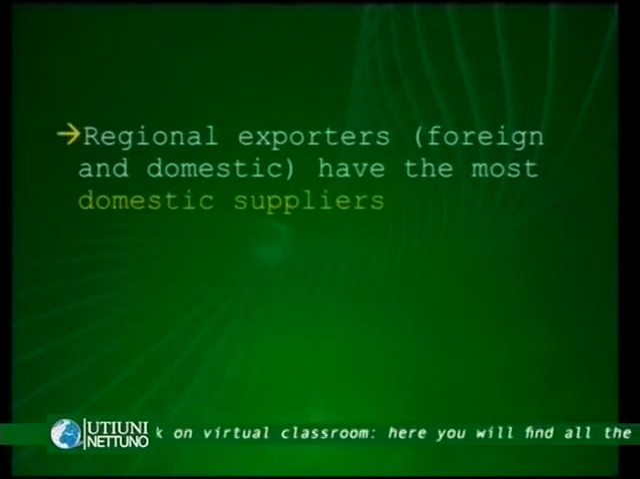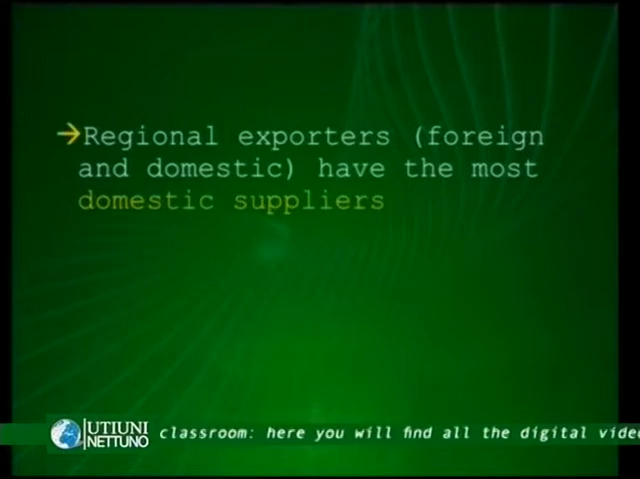Regional exporters, both foreign and domestic, have the most domestic suppliers. This is also interesting because regional investors are not only the fastest growing investors, they are also the ones with the most impact in terms of backward linkages. They have, as a group, much more domestic suppliers and spend on developing domestic suppliers. So by improving regional trade agreements, we would not only be increasing the speed of development in terms of growth of those companies, but backward growth to the suppliers as well.